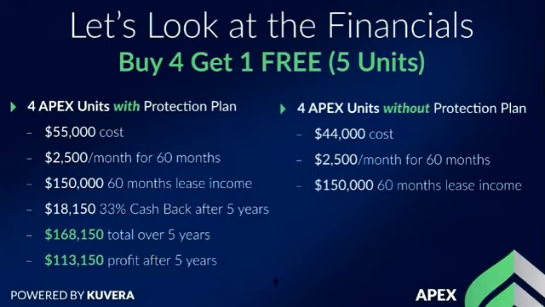Now, without the protection plan, again, you're buying 4 units for $11,000. That's $44,000 in total cost. You're still getting the 5th unit for free, so you have 5 units times $500. That's $2,500 a month for 60 months. That generates $150,000 over that 60-month lease. Take out the original cost of $44,000, and you're left with $106,000.